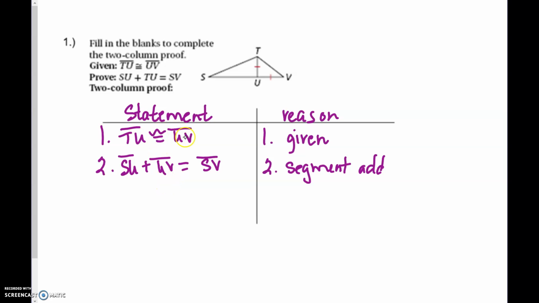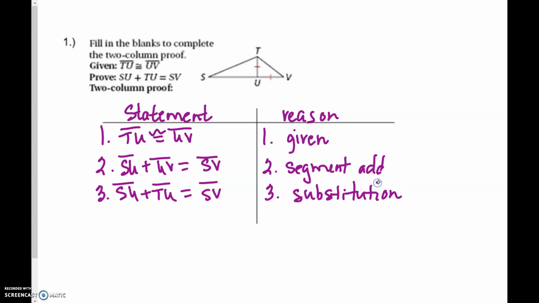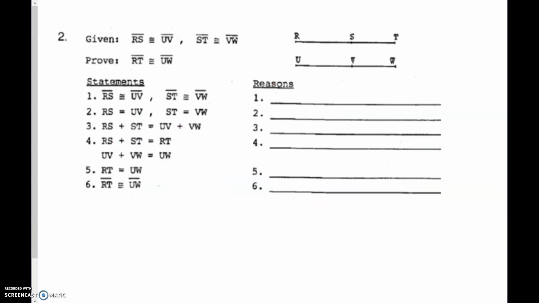But what do we know about TU and UV? They are equal. So can't I write SU plus TU equals SV? What property allows me to do that? And that is the substitution property of equality. Because right away in step 1, they tell us that those two things are equal, so I'm going to substitute that value in.